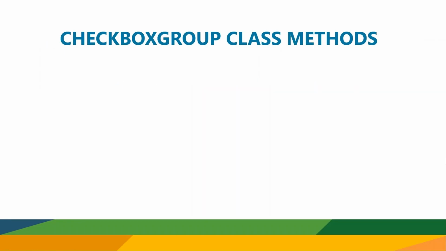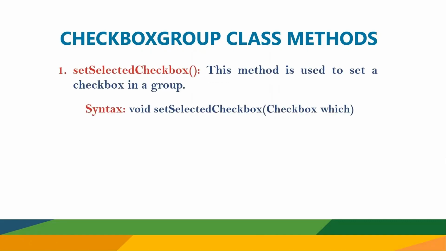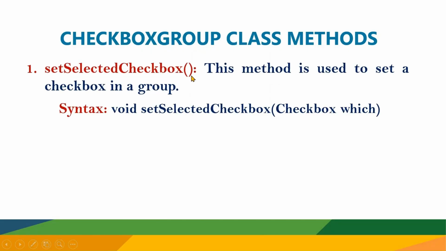Now we'll see what the methods of the CheckboxGroup class are. The first one is setSelectedCheckbox. This method is used to set a checkbox in a group. We are converting a checkbox to a radio button. So when you see the representation of this, you will get a radio button only. Since we are taking the Checkbox constructor, here we are labeling it as checkbox.